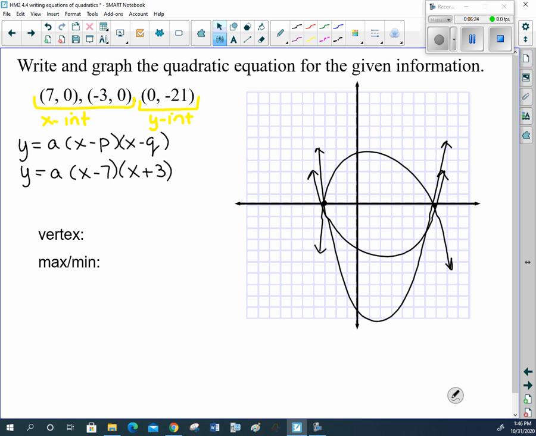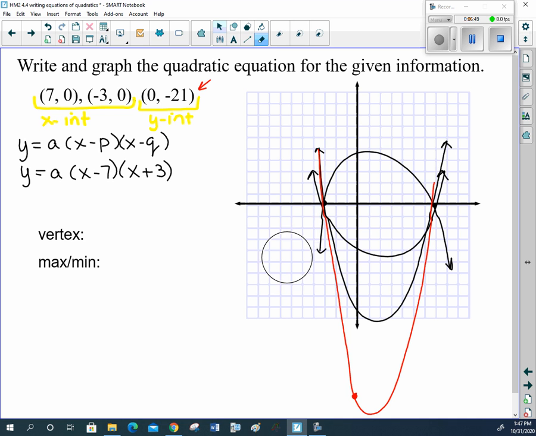I could pick any point as long as I know it's on the graph, but the only point given to me that's on the graph is the y-intercept. For this particular graph, because the y-intercept is negative 21, I know my graph is going to be really steep, because negative 21 is clear down off my graph paper. So what we have to do now is figure out what the a is that will make that work.